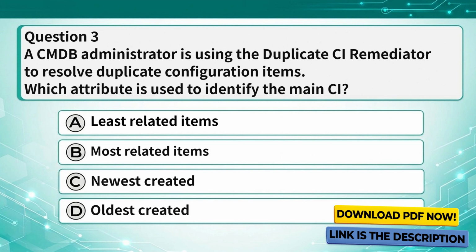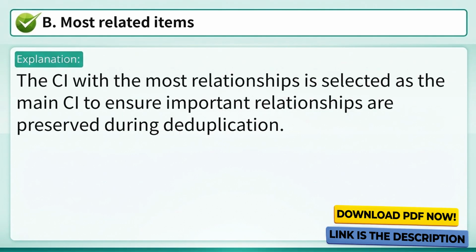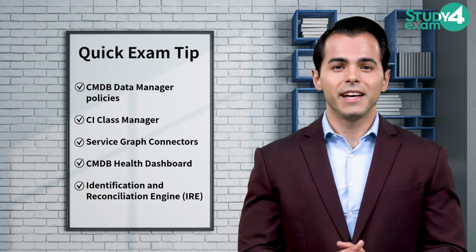Question 3. A CMDB administrator is using the Duplicate CI Remediator to resolve duplicate configuration items. Which attribute is used to identify the main CI? A. Least related items. B. Most related items. C. Newest created. D. Oldest created. Correct answer, B. Most related items. Explanation. The CI with the most relationships is selected as the main CI to ensure important relationships are preserved during deduplication.